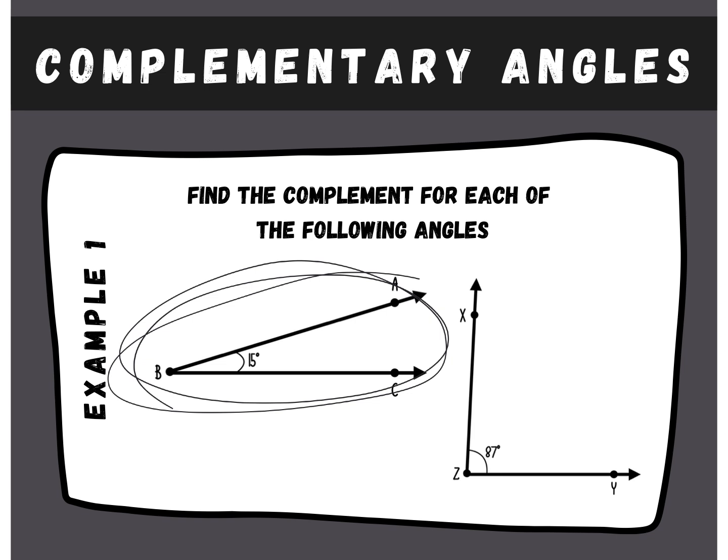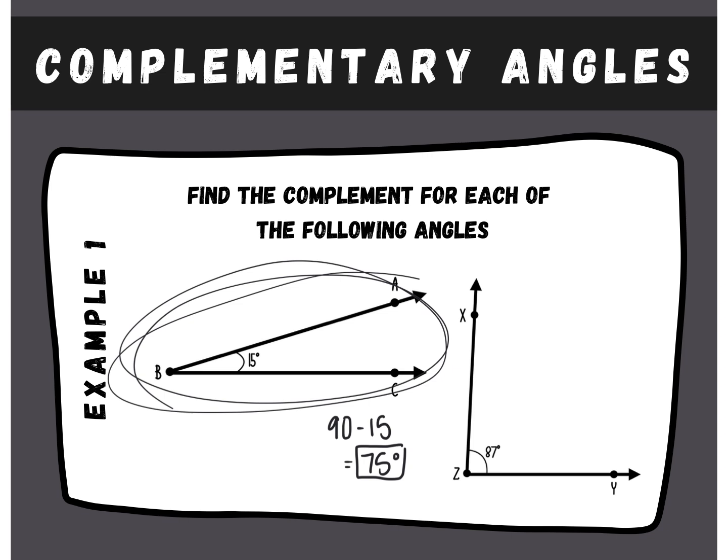Because I know that their sum has to be 90 degrees, this is actually a relatively simple problem. I can take 90 degrees and subtract the 15 degrees I've been given, and I know that the complement of angle ABC has to have a measure of 75 degrees.